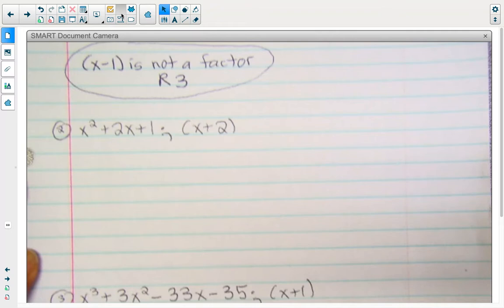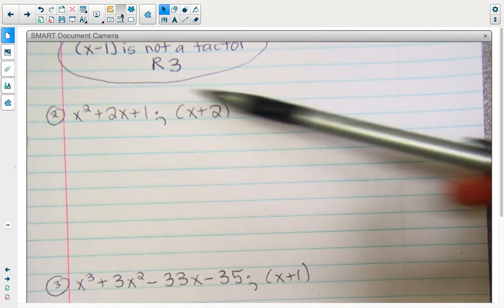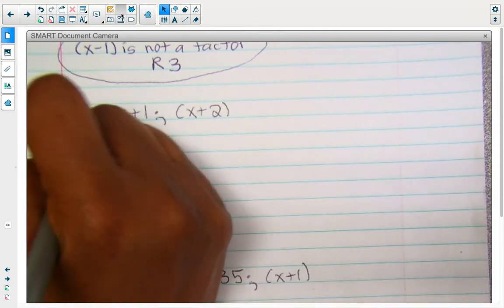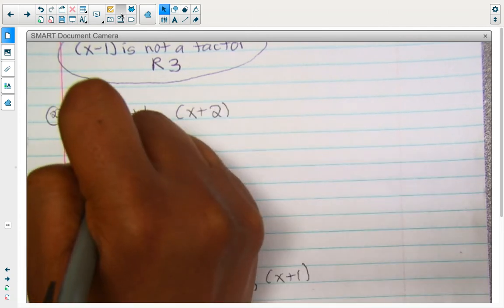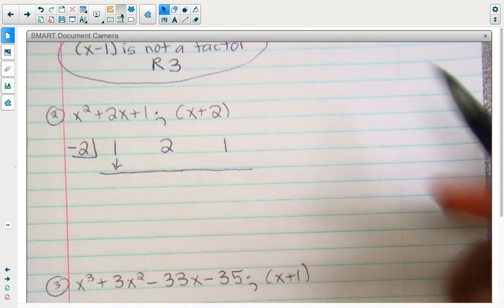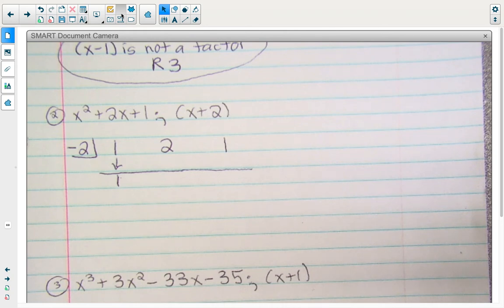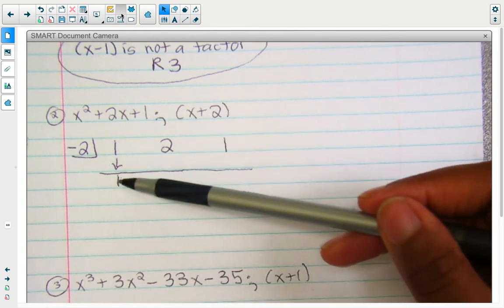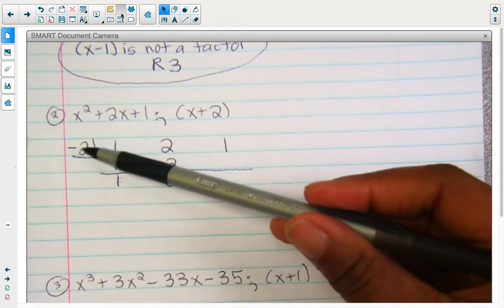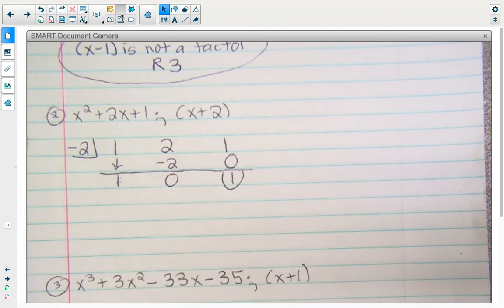Number 2, we got x squared plus 2x plus 1, and we're going to see if x plus 2 is a factor of this polynomial. Again, we'll go through and do synthetic division. Negative 2 goes in the box. Line up the coefficients. 1, 2, 1. Draw a line. The first number always comes straight down. From here, repetition of multiply, add, multiply, add, multiply, add. 1 times negative 2 is negative 2, add. 0 times negative 2 is 0, add. So I got 1 as the remainder.